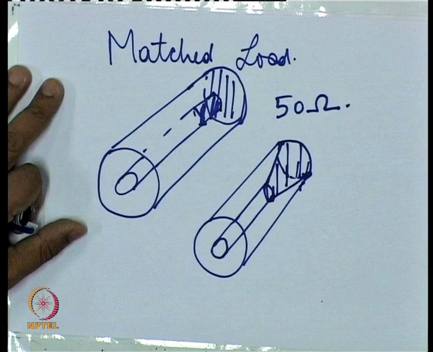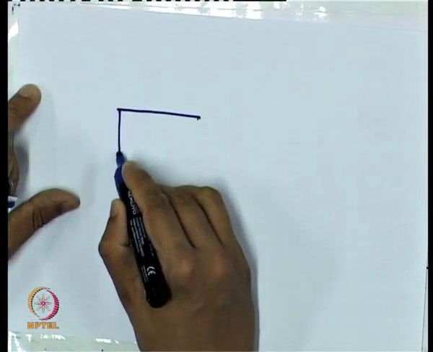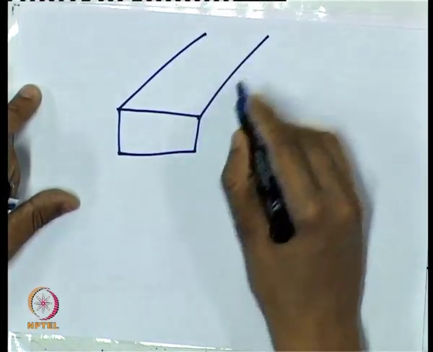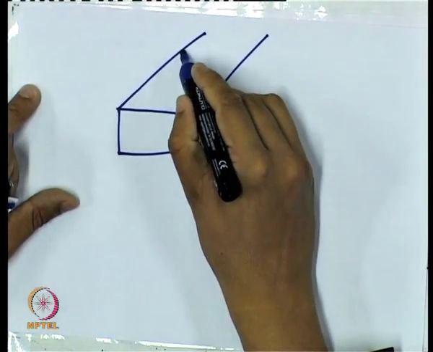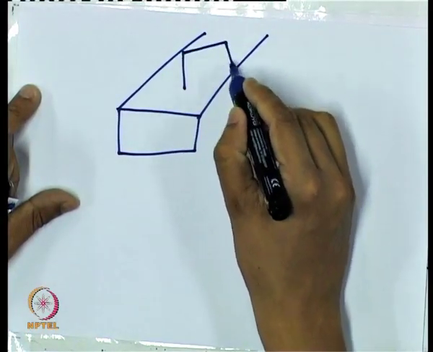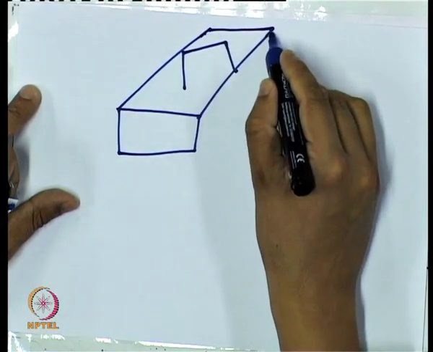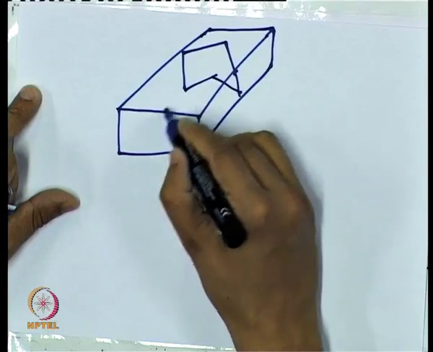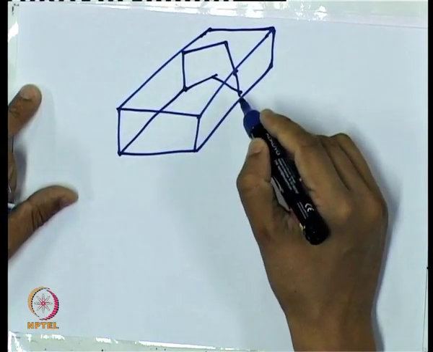In a waveguide, these examples that I showed were for two conductor waveguides. In single conductor waveguides, the way the implementation is made is, say this is our waveguide, then to avoid having abrupt transitions, you can have implementations like this.